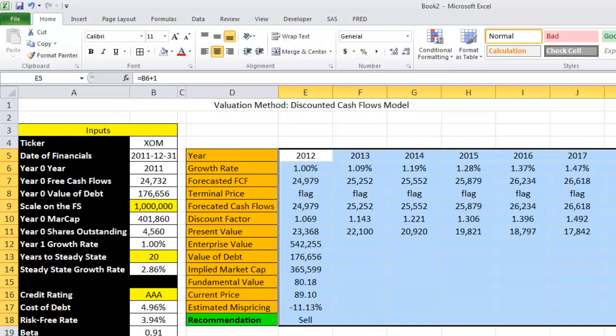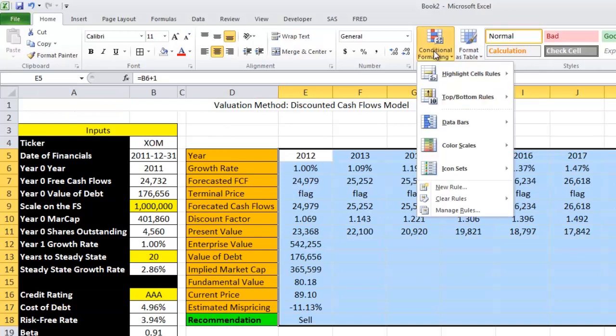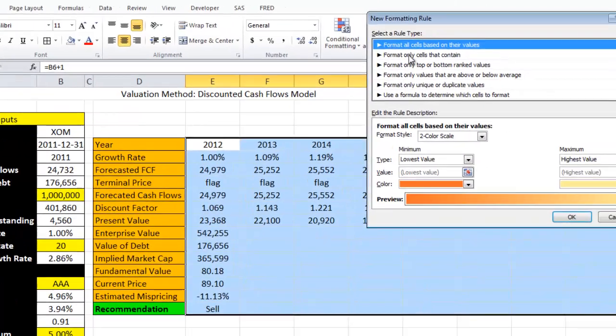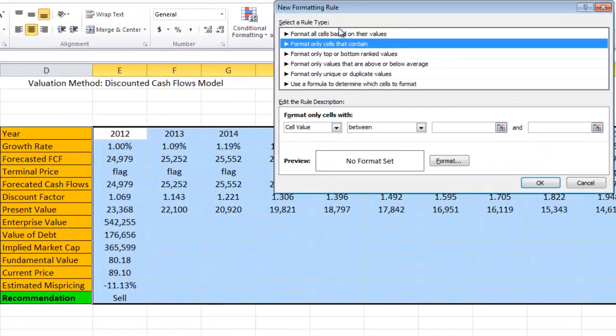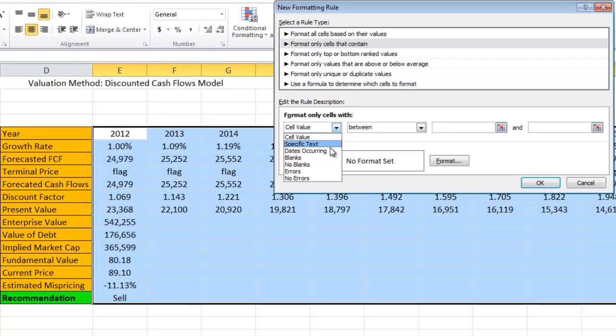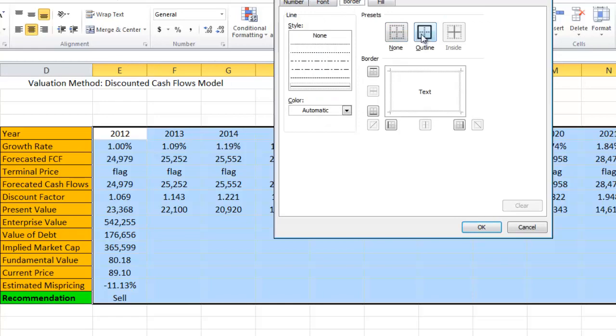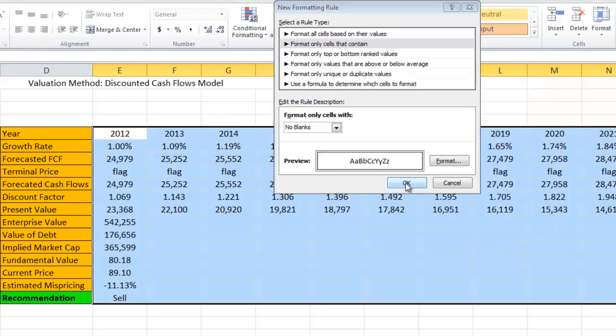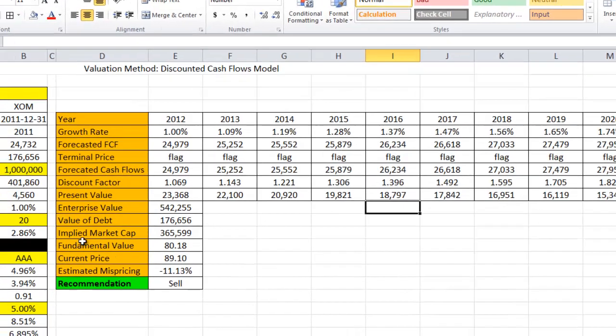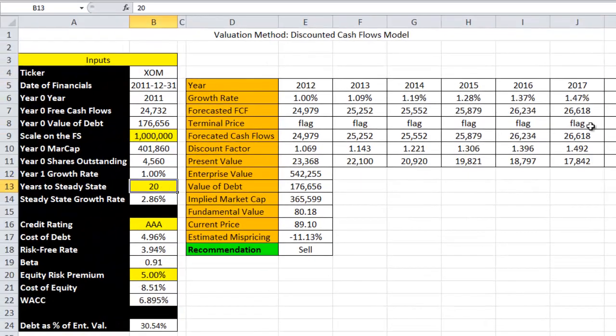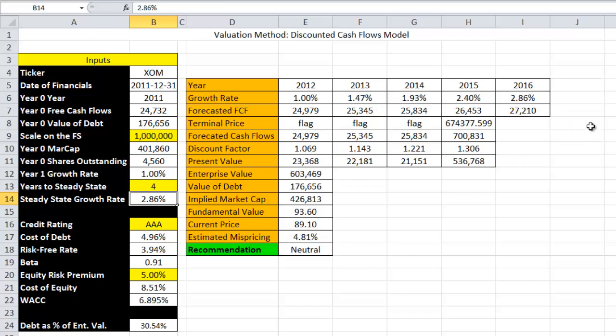So any cell that might want to be formatted eventually, go to conditional formatting, do a new rule, format only cells that contain no blanks. And how we're going to format them is we're simply going to put a border around them. Click OK, and now we have borders. What that does for you is if you scale this years to steady state to 4, then what you'll see is everything pulls back and you only have boxes around cells that have data.